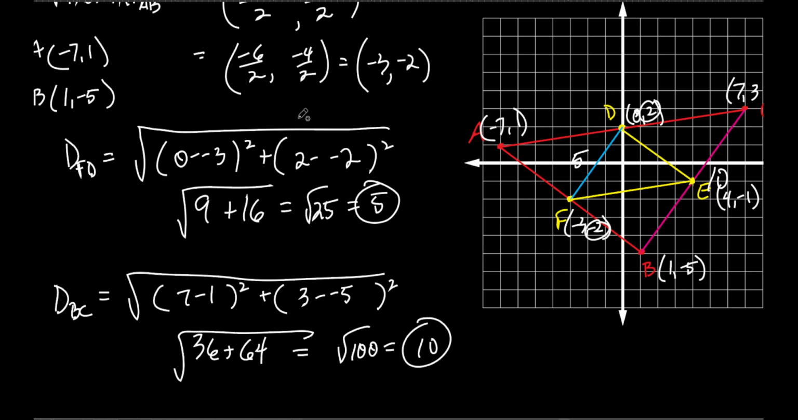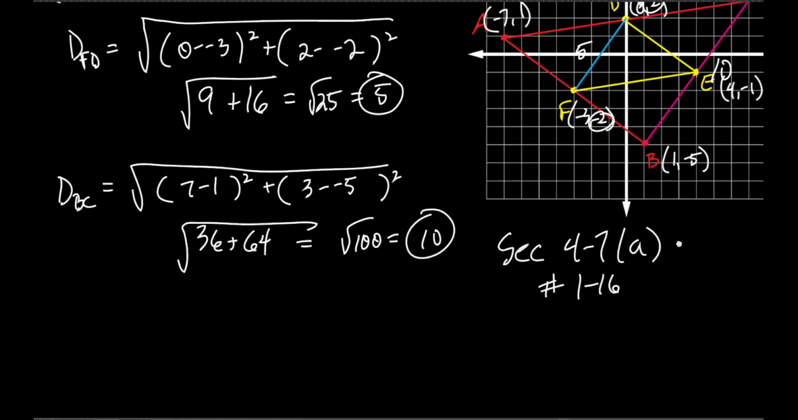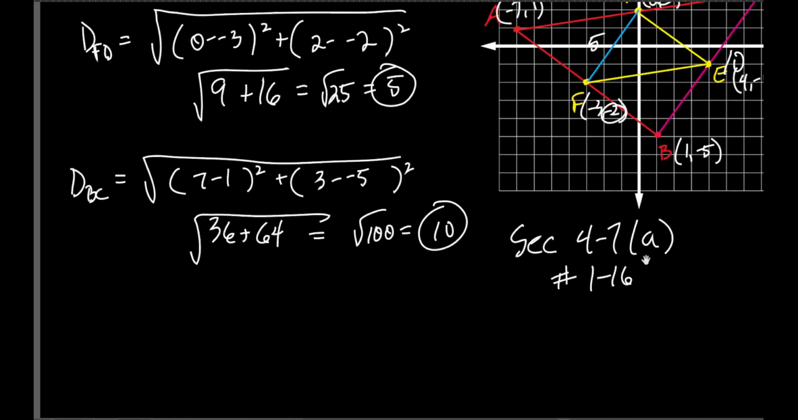So, you do have some homework. That's right, homework. Oh, I didn't give any homework Friday, did I? So this is section A. So it's 4-7A, 1 to 16. All right, there's your homework right there. Just write it down. It's 4-7A, 1 to 16. That's your homework. It's due tomorrow.